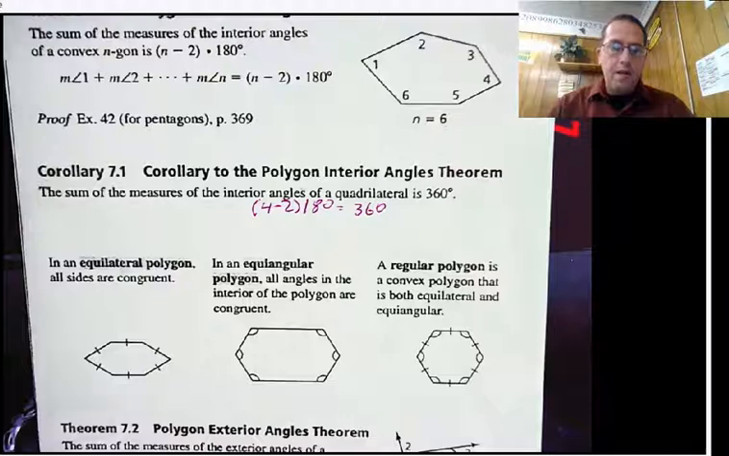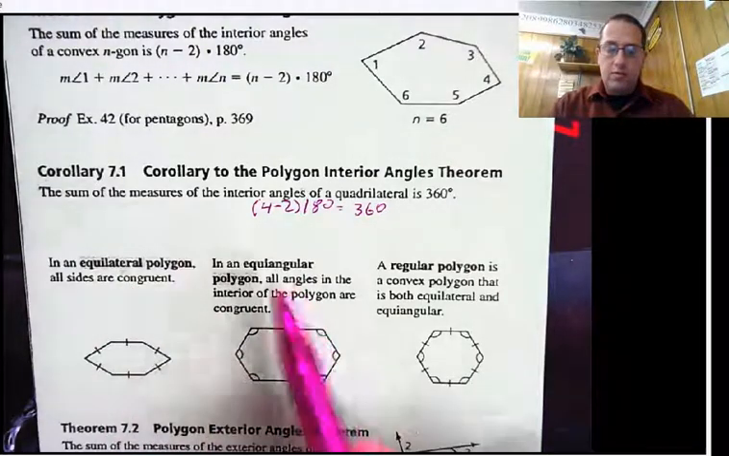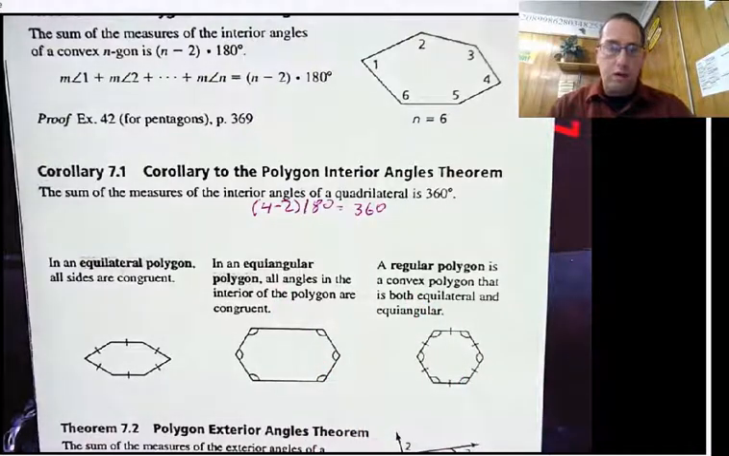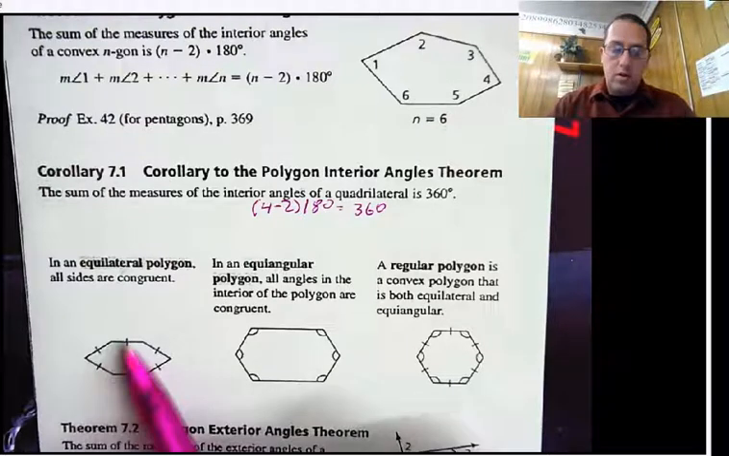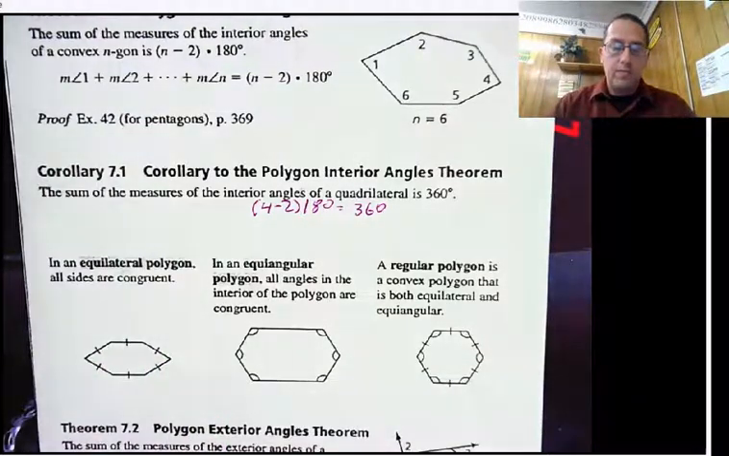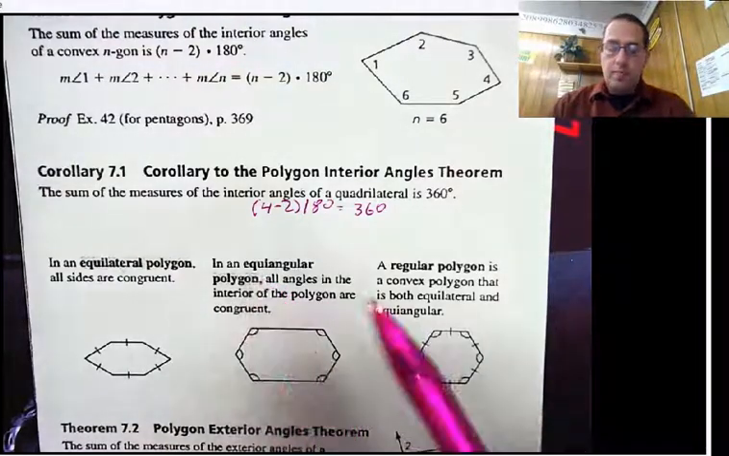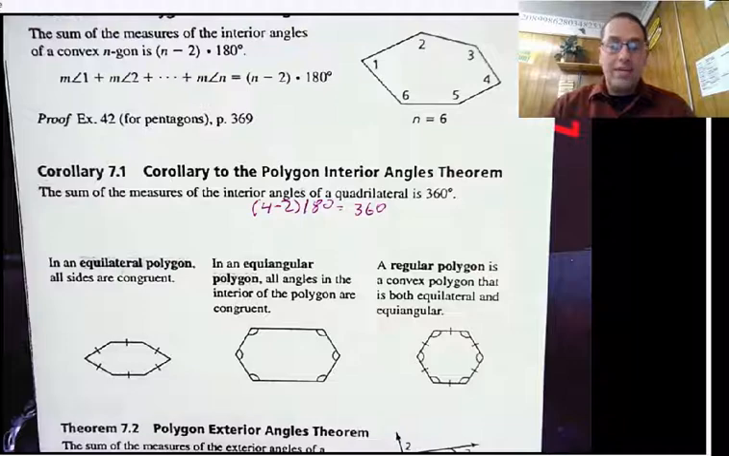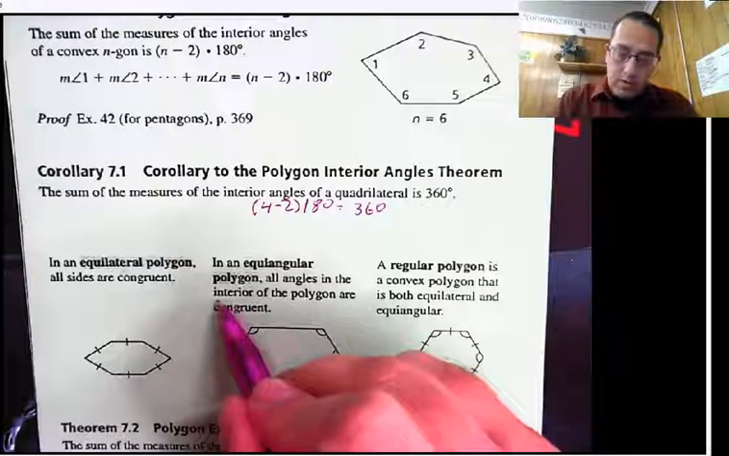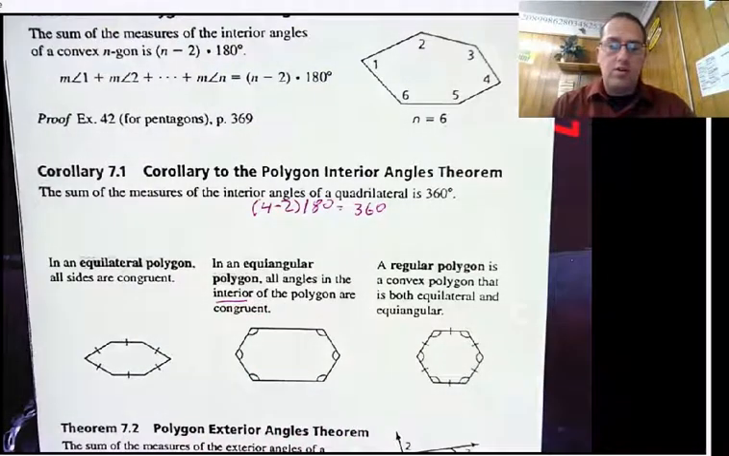All right. Next, we are going to talk a little bit about some definitions. We have equilateral, equiangular, and regular polygons. Equilateral is just like an equilateral triangle. All the sides are the same length. So all 6 sides here are congruent. Next, we have equiangular. All right. Means all the angles are congruent. All the interior angles, that's important. All the interior angles of the polygon are congruent.